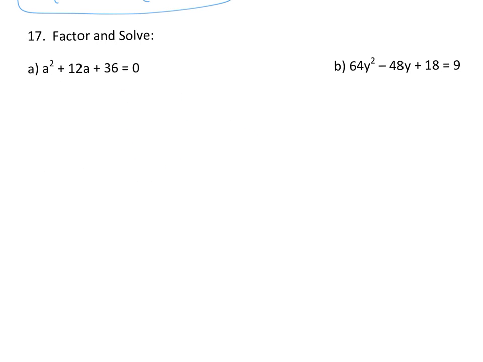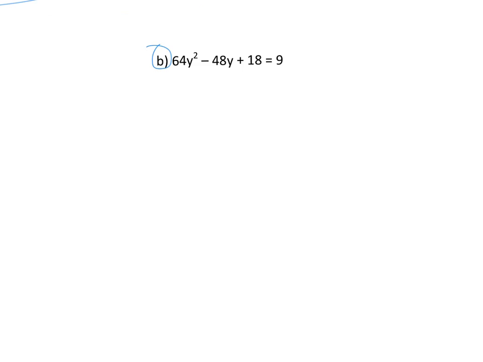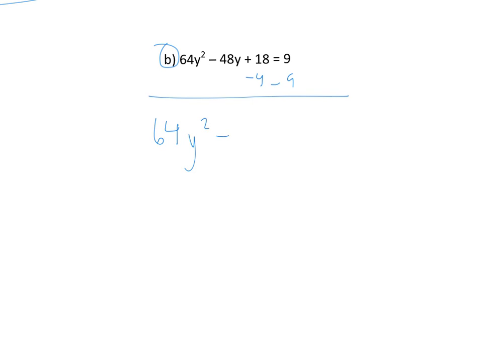17 says factor and solve. So let's take a look at 17b. Now before I can attempt to solve this, I need to get this equation equal to 0. So I'm going to subtract 9 from both sides and get 64y squared minus 48y plus 9 equals 0.